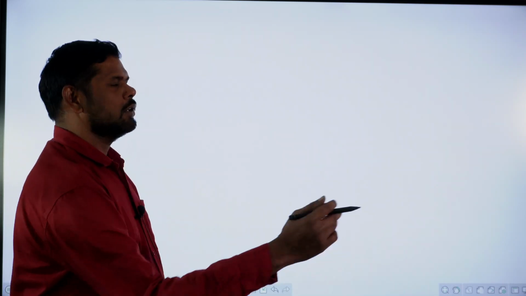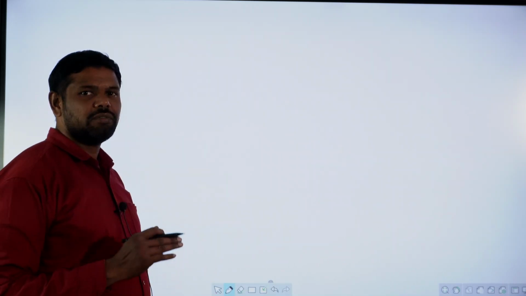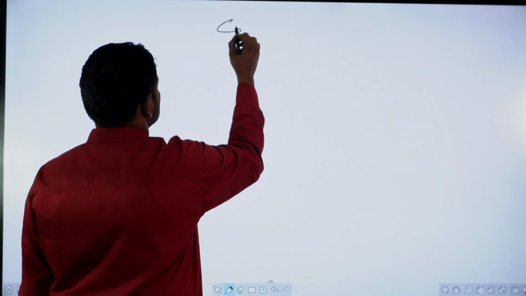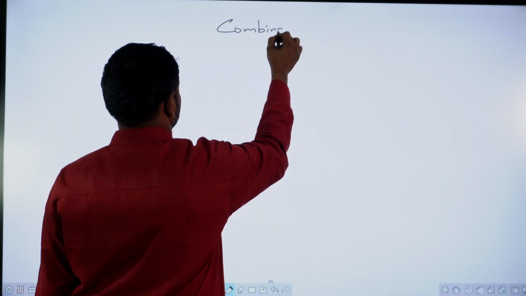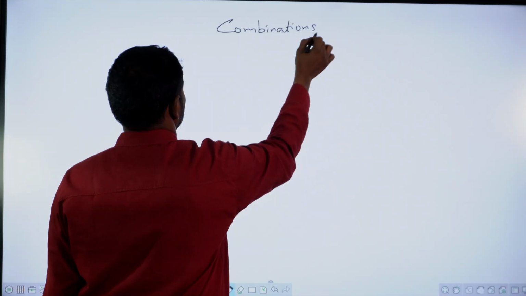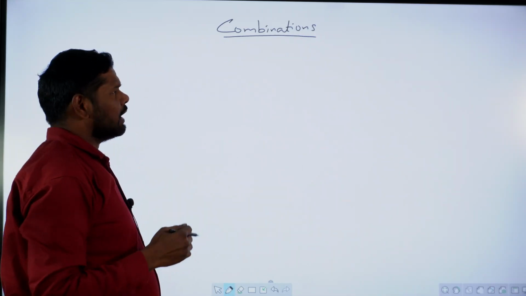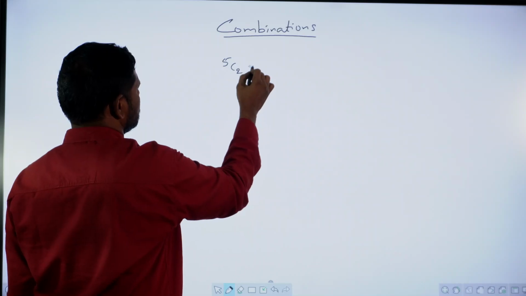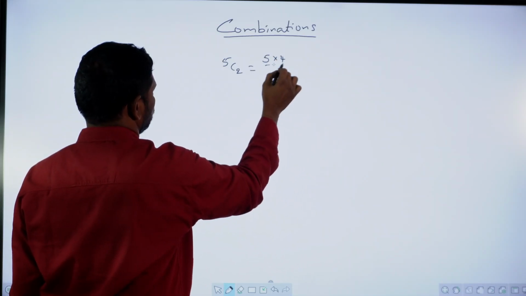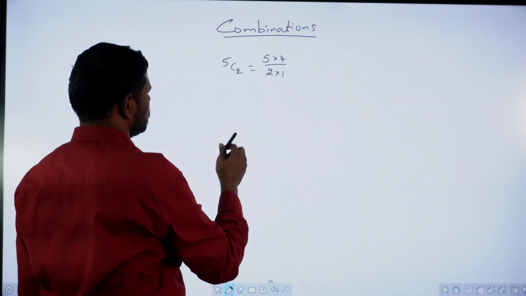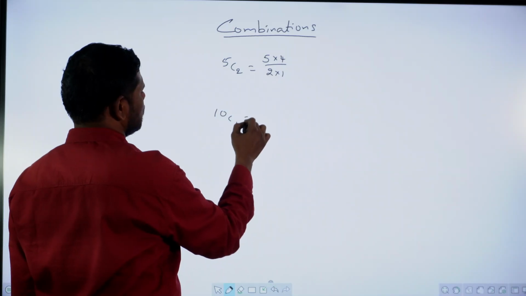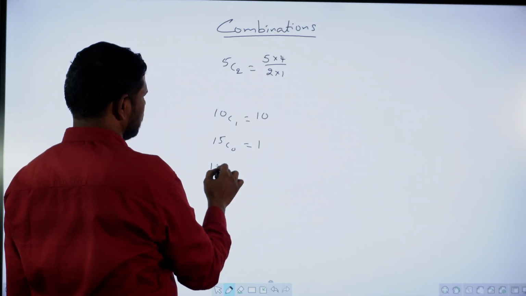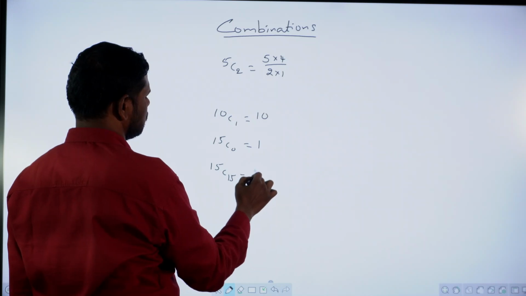Hello everyone. So after completion of this permutations related discussion, now we look into combinations. You know how to do the calculation of C. Suppose 5C2 is nothing but 5 into 4 by 2 into 1. So 10C1 value is 10, 15C0 value is 1, 15C15 value is 1.